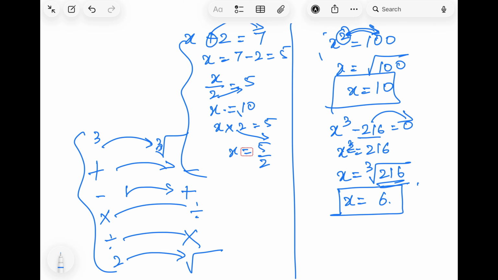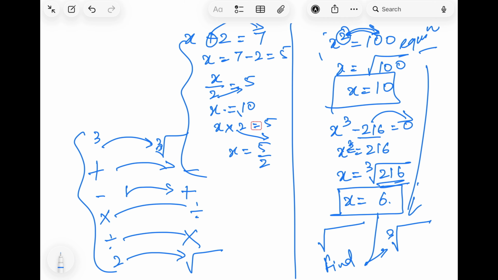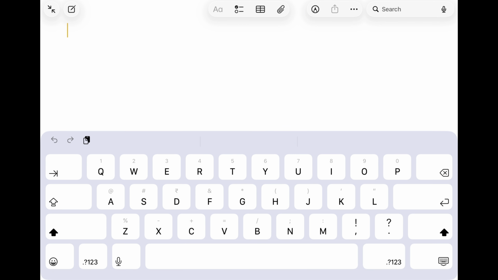So very basic thing. I hope you understood what is square root and what is cube root and how to find square root and cube root and how to solve the equations also depending upon square root and cube root. So this is for this topic, square root and cube root. Now the last subtopic in this chapter is indices.